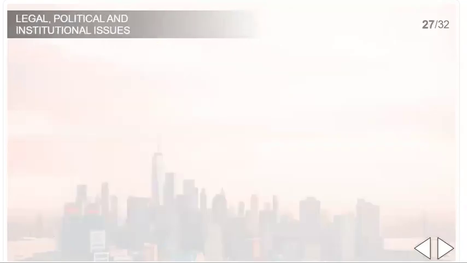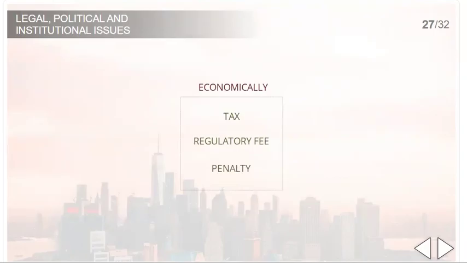In addition to these overall design considerations, a number of legal, political and institutional factors are relevant for governments to consider when adopting a carbon tax. Economically speaking, there is no distinction between a tax, a regulatory fee, or a penalty on carbon. Yet the language used can matter in the political acceptance of the policy, the ability of a particular level of government to adopt the instrument, and the legal rights of the stakeholders involved.